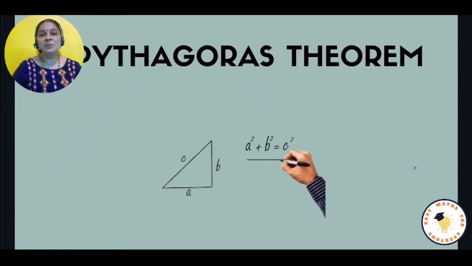Let me remind you about the Pythagoras theorem here. If we have a right angle triangle like this, in which a and b are the legs of the triangle and c is the hypotenuse of the triangle, then this triangle obeys this rule. That is, a square plus b square is always equal to c square. This is the rule which we are going to use in this triangle also to find the length of the hypotenuse of the triangle BAN.